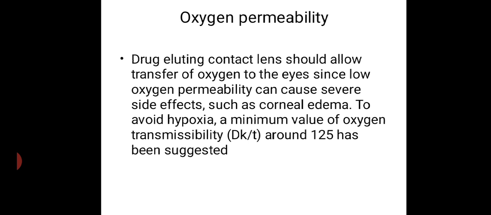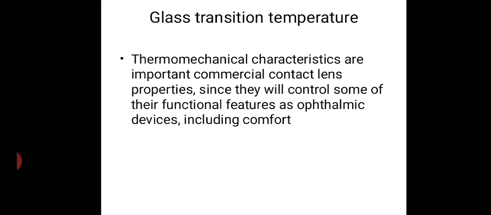Oxygen permeability: again, sufficient oxygen is required for the cornea. That means when we place the contact lens, it should be able to provide proper permeation of oxygen. If not, it acts as a barrier and will damage the corneal cells.